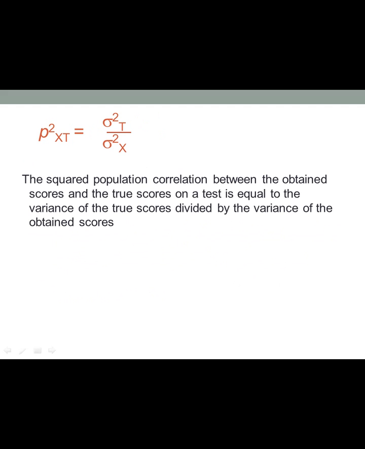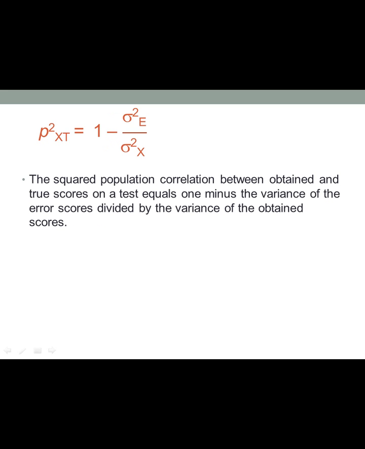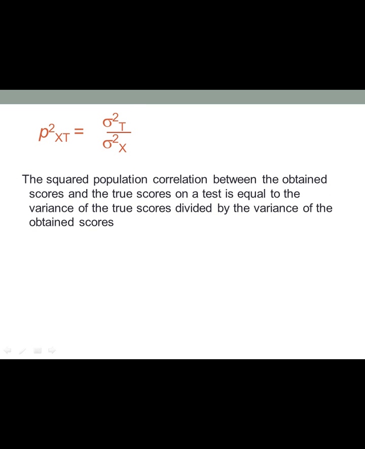Here's one. The squared population correlation between the obtained scores and the true scores on a test is equal to the variance of the true scores divided by the variance of the obtained scores. And I want to say that one other way. It's also the case that the term on the left is reliability. So we can also say that the reliability equals the ratio of the variance of the true scores to the variance of the obtained scores.